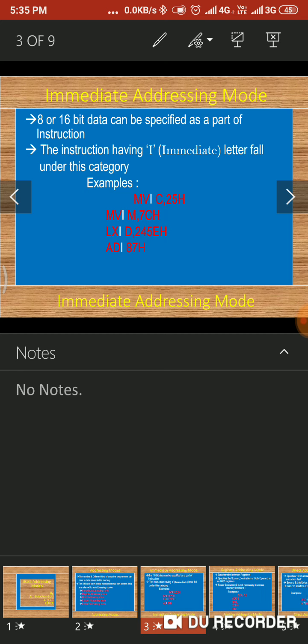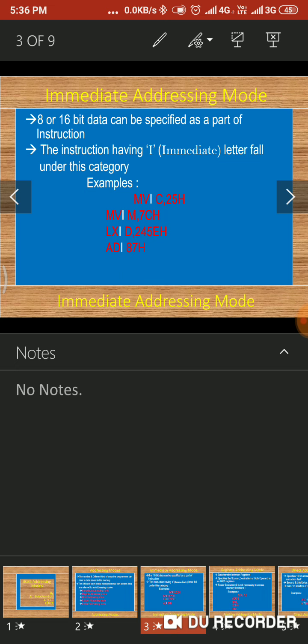The next instruction, LXI D, 245E. Here the X denotes that it is a 16-bit instruction. 245E is the data that is stored in the DE register pair. We have different register pairs, namely BC, DE, HL. X means a 16-bit register. For the individual registers, each is an 8-bit register. D is an 8-bit register, E is an 8-bit register. By combining the D and E registers, we can use them as a 16-bit register.